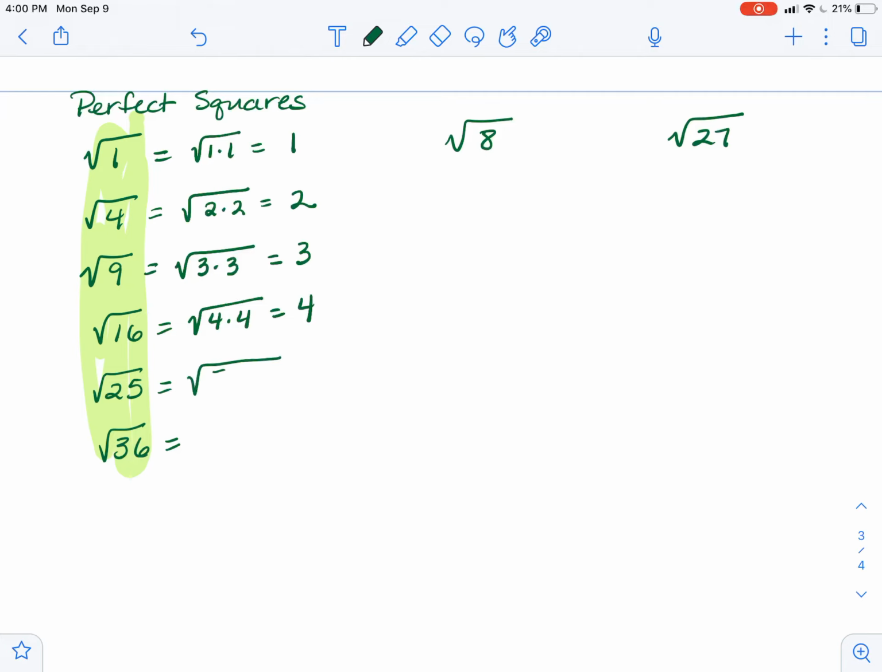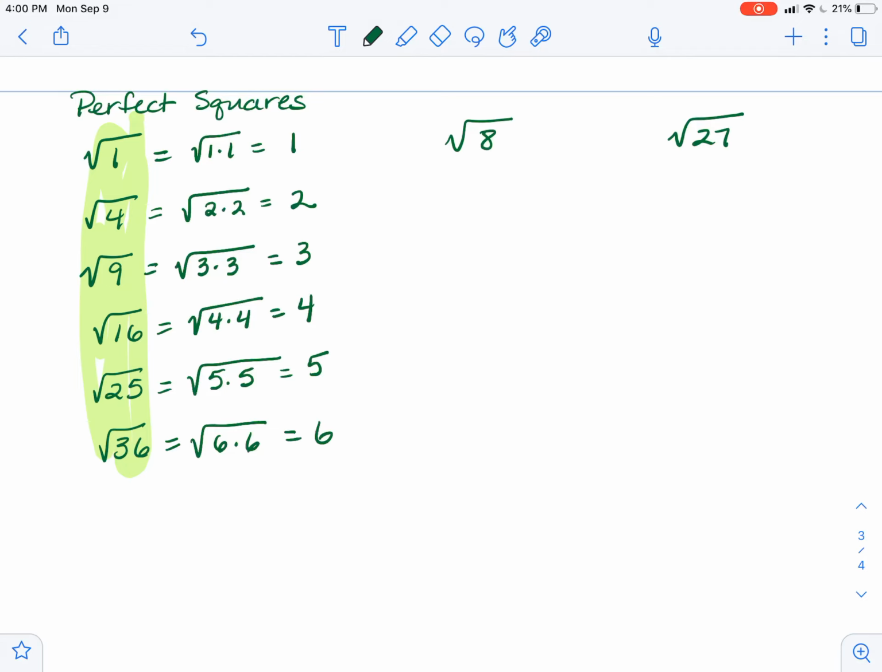25 would be 5 times 5, so the square root of 25 is 5. And 36 would be the square root of 6 times 6, which is just 6. So those are our perfect squares. And you really need to know, I would say, at least the first 12 perfect squares.